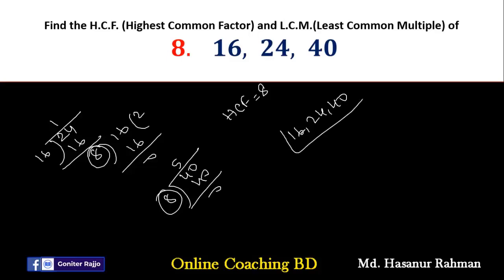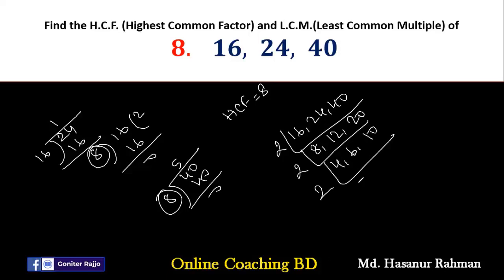Look at this. If we want to divide every number by a prime number, then we can divide this one by 2. 8, 12, 20. Again, we can divide it by 2: 4, 6, 10. Again, we can divide it by 2: 2, 3, 5.